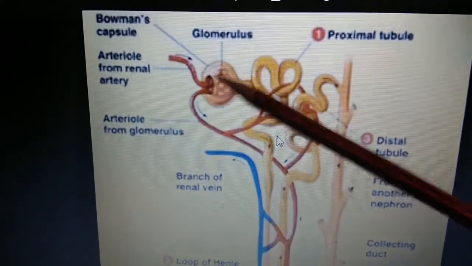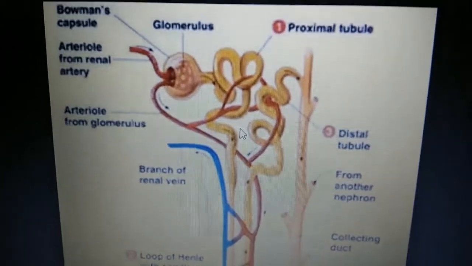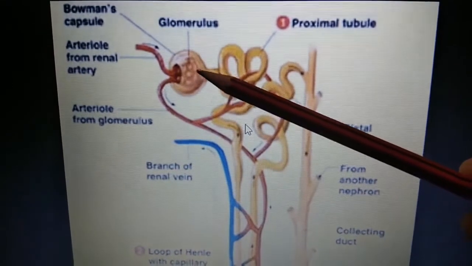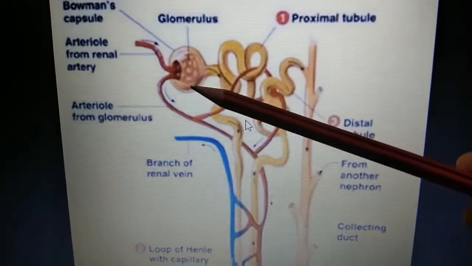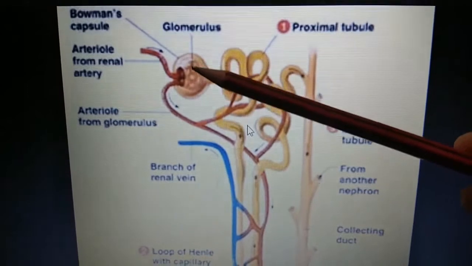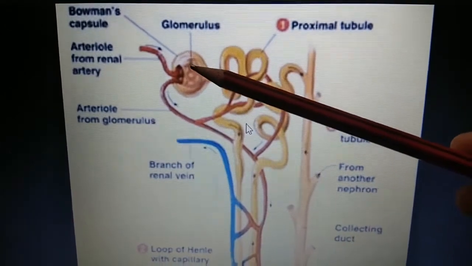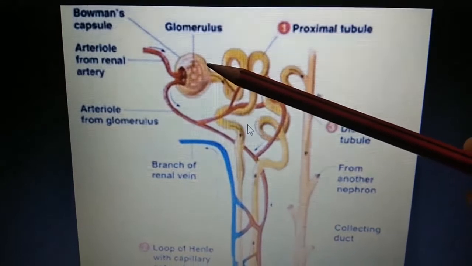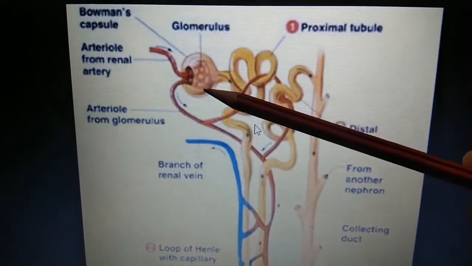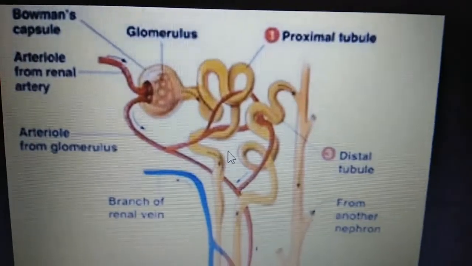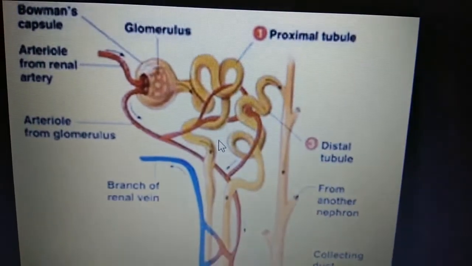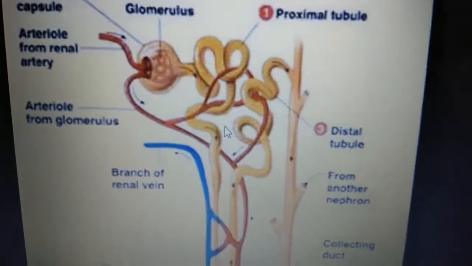Through these slit pores, filtration of nitrogenous waste from the blood takes place. After filtration of the nitrogenous waste, the filtrate goes into the Bowman capsule. The Bowman capsule is a double-walled, cup-shaped structure having two layers. The outer layer is known as the parietal layer and the inner layer is known as the visceral layer. The Bowman capsule filters the urine and passes it into the tubular portion of the nephron.